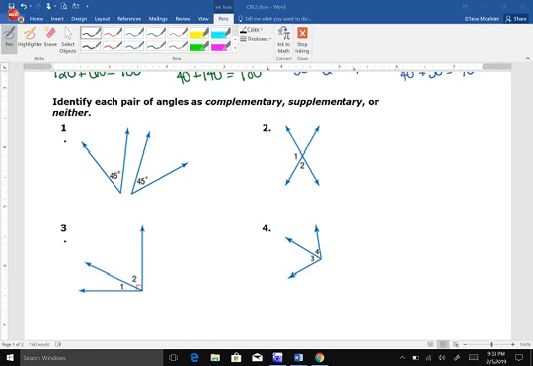Let's take a look at examples 1, 2, 3, and 4 and see if we can determine if they are complementary, supplementary, or neither. Example number 1 has two 45-degree angles. If we add 45 plus 45, these do equal 90 degrees. They are complementary angles.